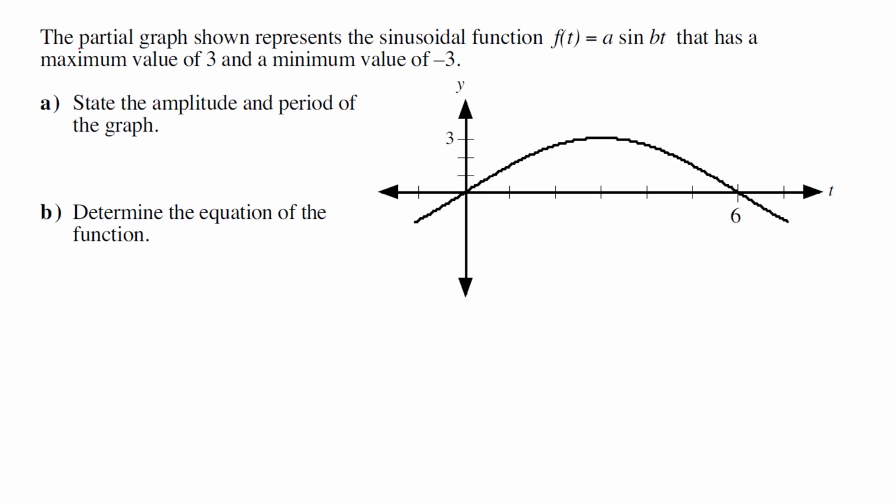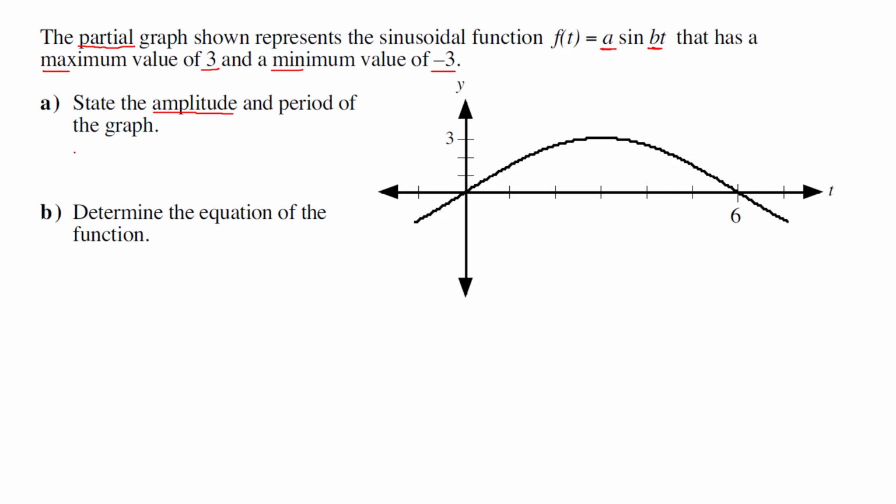Okay, here we have a partial graph, which can lead to some challenges. You can see that it's a sine function with only a and b values to worry about. It has a max value of 3 and a minimum value of -3. We need to start by stating the amplitude and then the period of the graph.